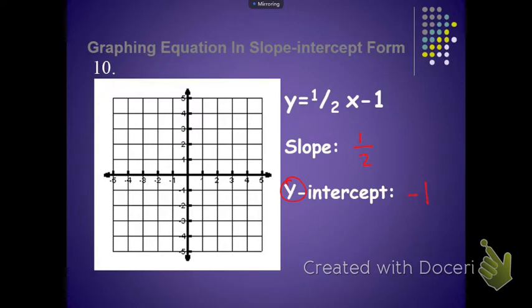So we're going to start on the y-axis at -1. And then my slope is 1/2. So up 1, right 2. Don't draw that line in. It just means that the next point is going to be there. And then my line can be drawn in.